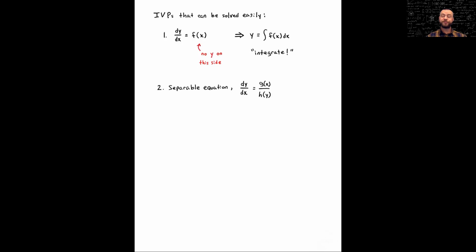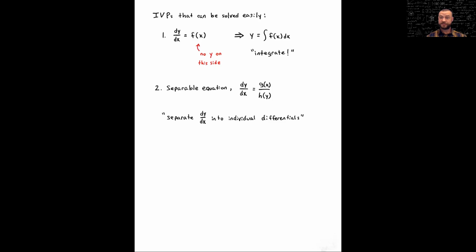All right, what we're going to introduce in this lecture is a new type. It's very similar to the statement above about antiderivatives, but it's a very special combination of the right-hand side. So for what we're going to define as a separable equation, we have a derivative on the left side, and the right-hand side is a very specific combination of x and y. The right-hand side is a function of x, g of x, divided by a function of y, h of y.